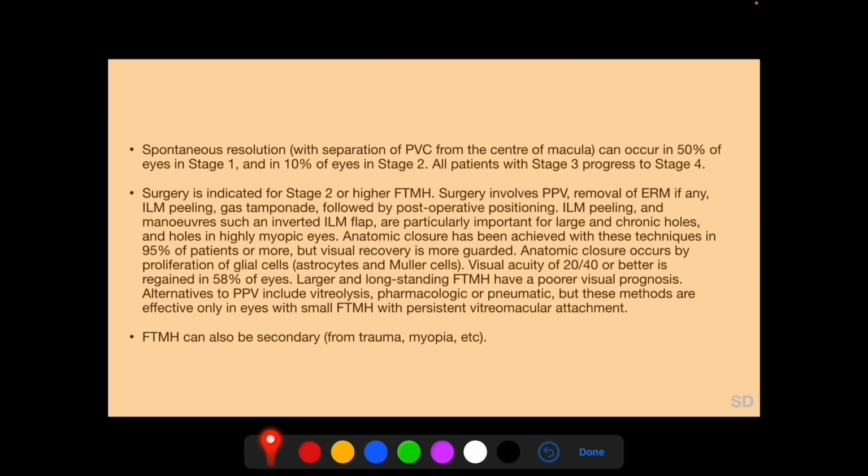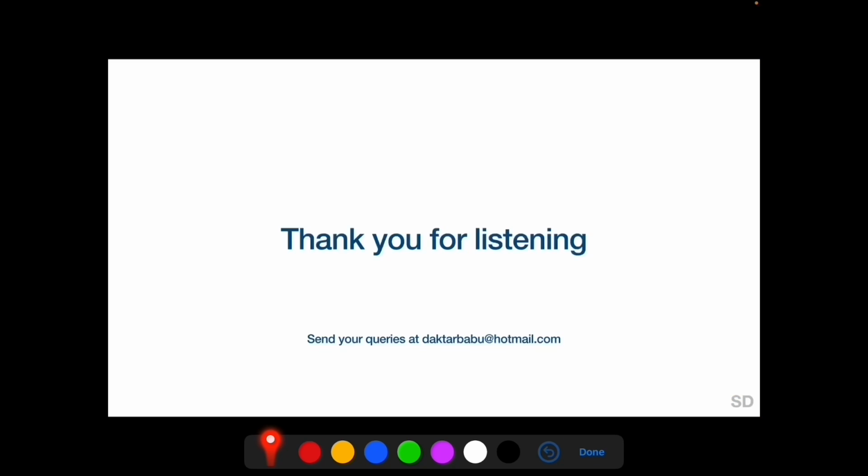Alternatives to pars plana vitrectomy include vitreolysis, either pharmacologic or pneumatic, but these methods are effective only in eyes with small full thickness macular holes with persistent vitreomacular attachment. Full thickness macular holes can also be secondary, such as following blunt ocular trauma or in highly myopic eyes with posterior staphyloma. Thank you for listening.